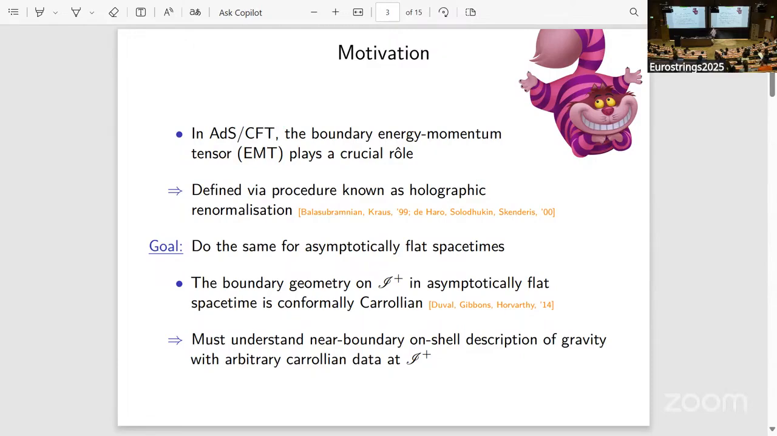So the goal of this talk will be to do the same for asymptotically flat spacetimes, namely carry out this holographic renormalization procedure. And rather than having a Lorentzian geometry on the boundary in asymptotically flat spacetimes, we have a conformal Carrollian geometry. I'll tell you exactly what that means. So just by analogy, what we must understand is the near boundary on-shell description of gravity as captured by the Einstein-Hilbert action in asymptotically flat spacetimes, and in particular with arbitrary Carrollian data at future null infinity.